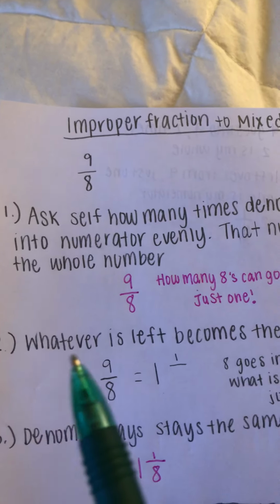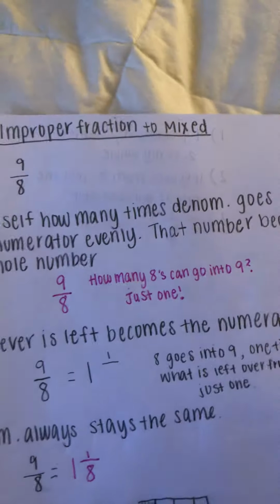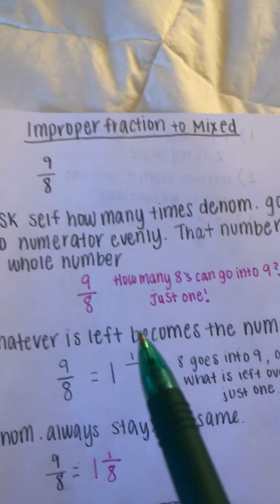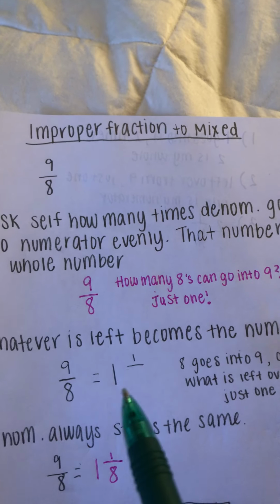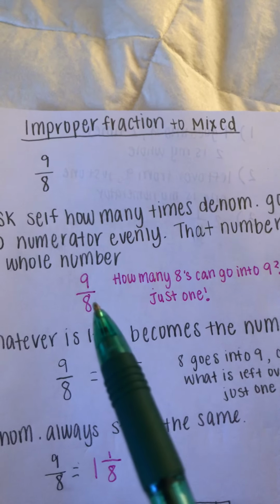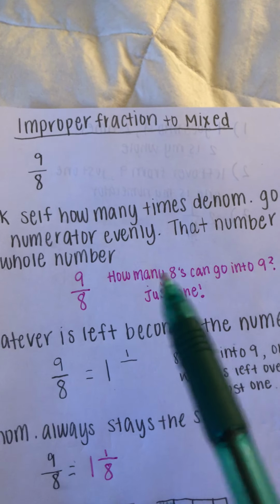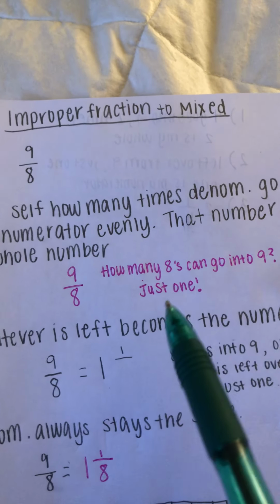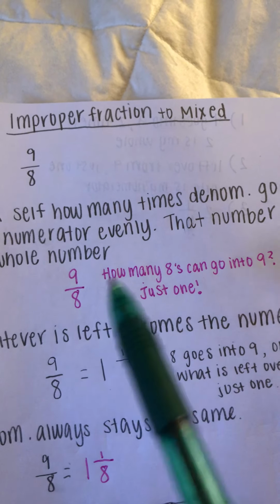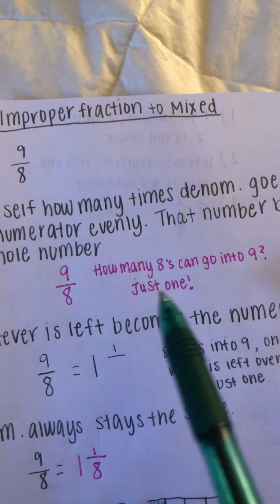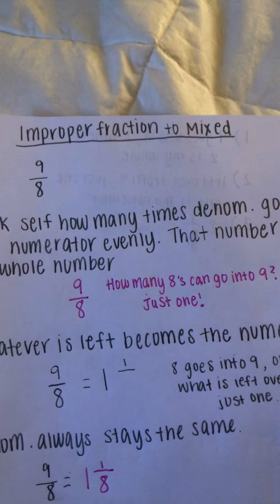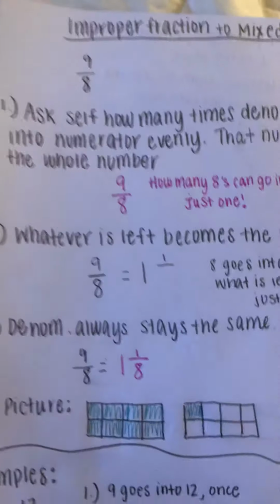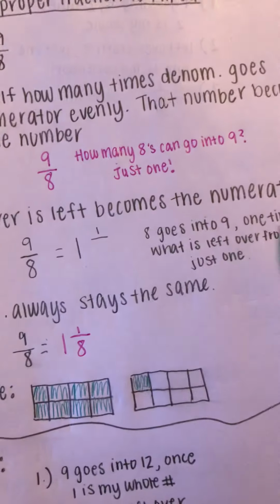Then we're going to look at whatever is left, which becomes the numerator. So that 1 right here is going to become my whole number, because if a whole 8 can fit into 9, it represents a whole. So the 8 can go into 9 just one time, which means that it's the whole of the answer.